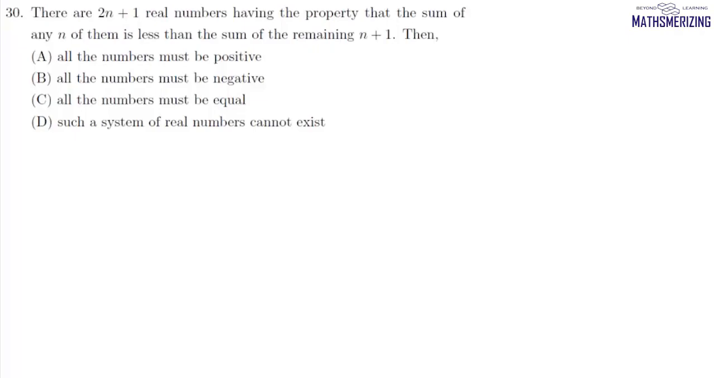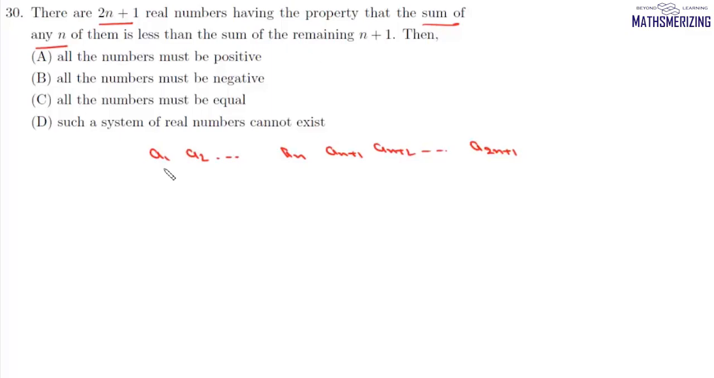Now question number 30 says, there are 2n + 1 real numbers having the property that the sum of any n of them is less than the sum of the remaining n + 1. Now what we can do is, we can arrange these numbers in any order. Suppose they are arranged as a1, a2, ..., an, an+1, an+2, ..., and a2n+1. Now it says the sum of any n of them is less than the sum of the remaining n + 1.